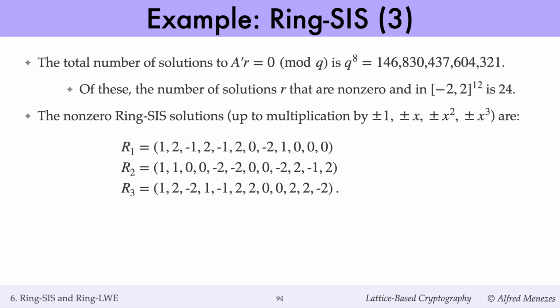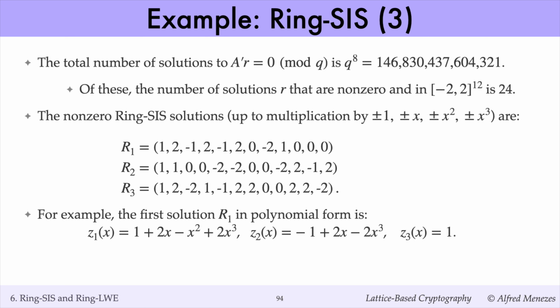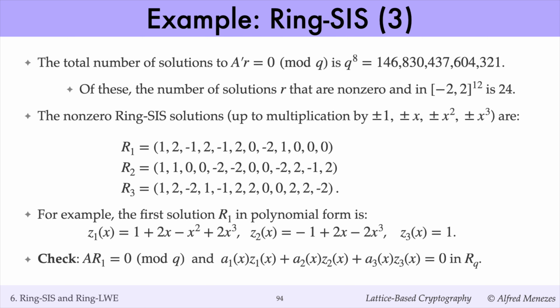Up to multiplication by plus or minus 1, plus or minus x squared, and plus or minus x cubed, the three SIS solutions are R1, R2, and R3. The polynomial form solution corresponding to the first solution R1 is Z1, Z2, and Z3. You can check that A times R1 is 0 modulo Q, and also that A1Z1 plus A2Z2 plus A3Z3 is 0 in the ring RQ.